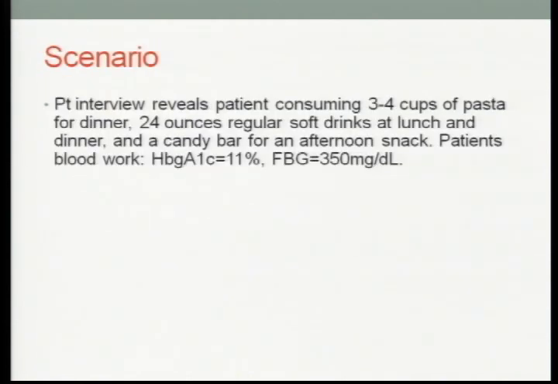So this is just an example. The patient interview reveals patient consuming 3 to 4 cups of pasta for dinner, 24 ounces of regular soft drinks at lunch and dinner, and a candy bar for an afternoon snack. The patient's blood work reveals a hemoglobin A1C of 11% and a fasting blood glucose of 350.